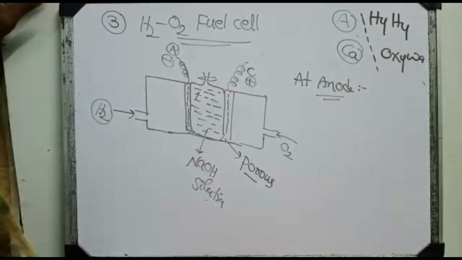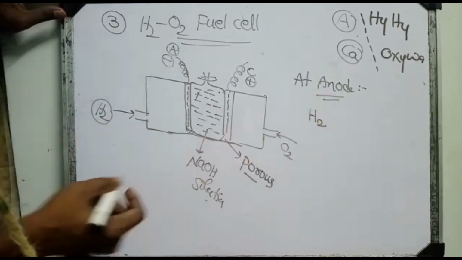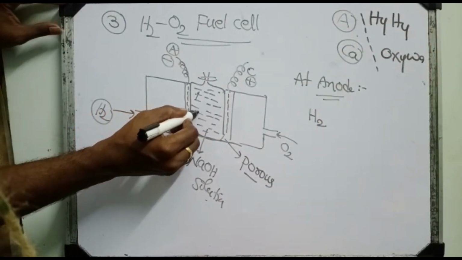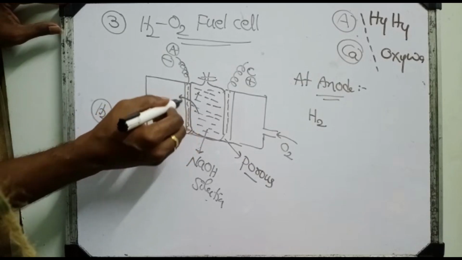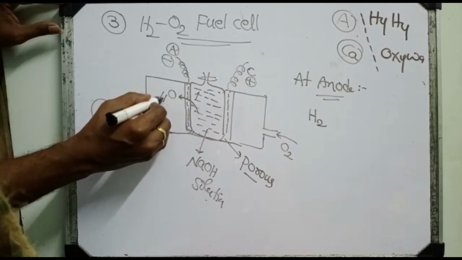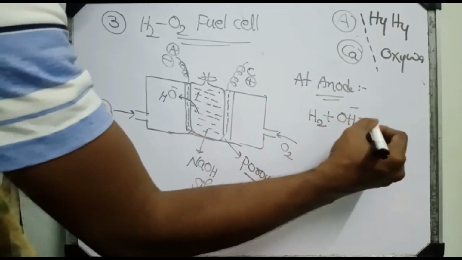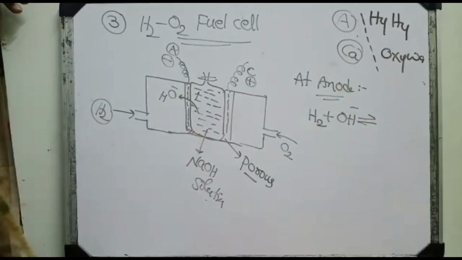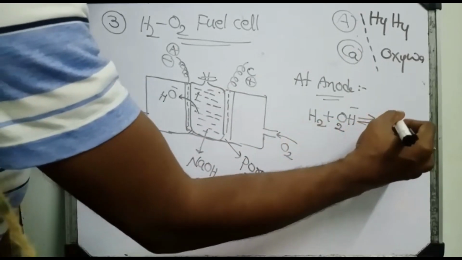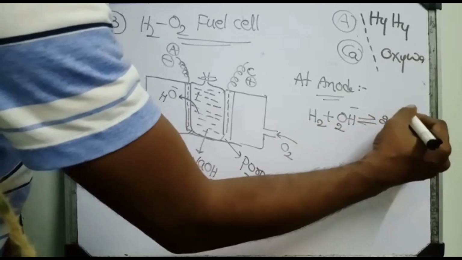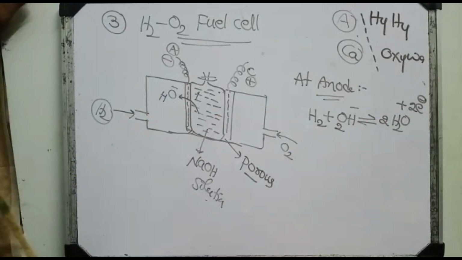At the anode, hydrogen reacts with OH minus ions, which come from here through the porous membrane. Hydrogen combines with OH minus, and it is reversible. Then you get 2H2O plus 2 electrons, and the 2 electrons come outside.